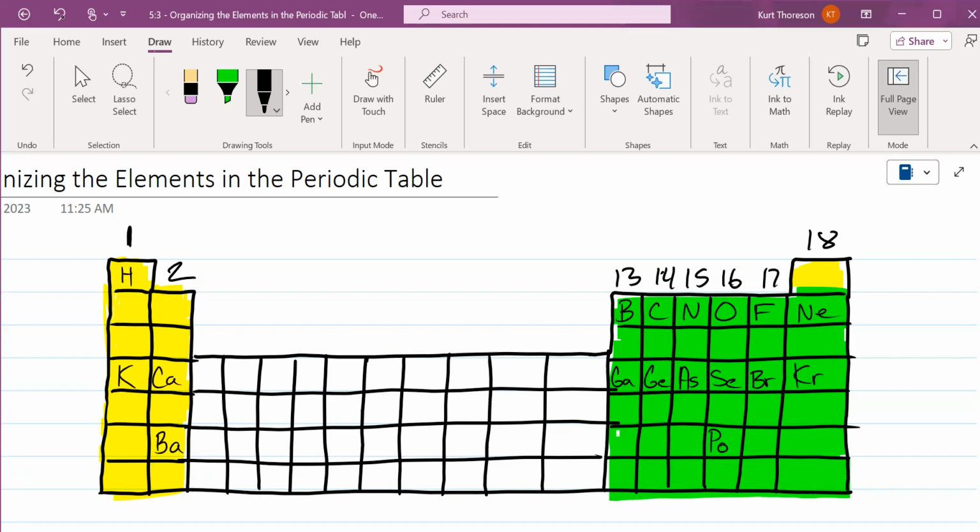1 has 1, 2 has 2. But then you got to skip the D block, go to the P block. 13 is 3, 14 is 4, 15 is 5, 16 is 6, 17 is 7. That's it. So if you were ever asked how many valence electrons there are, find it and then just count.